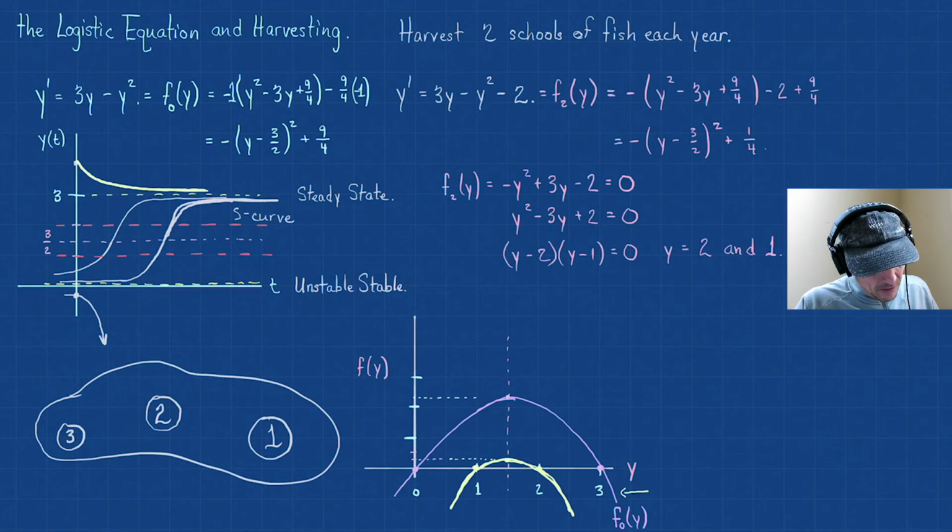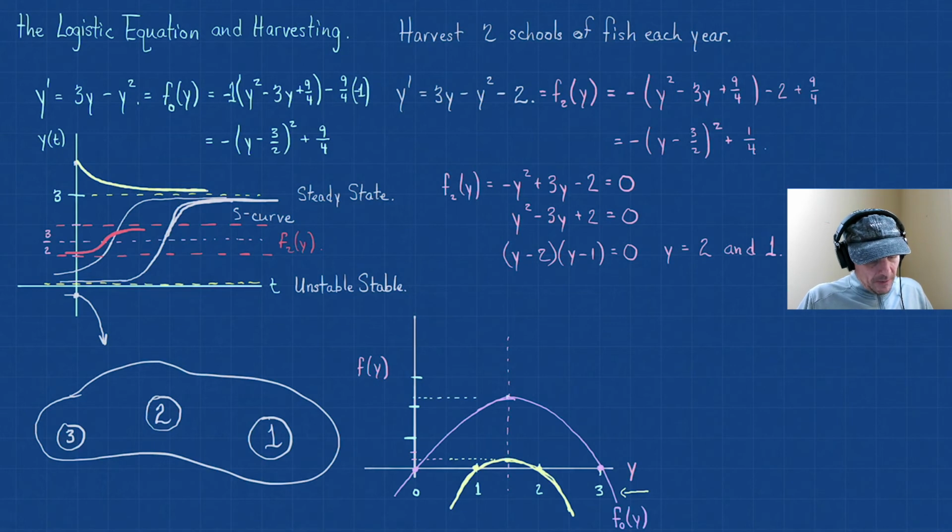And now my population is stuck somewhere in here. Look at that. This red curve, this is my f2 of y. Well, what just happened? Well, think about it this way. Let's go back to our pond in the bottom left corner.